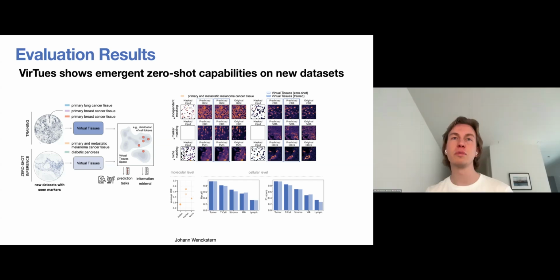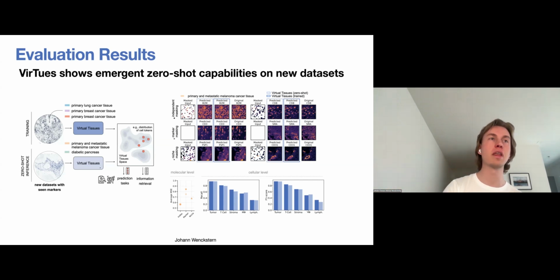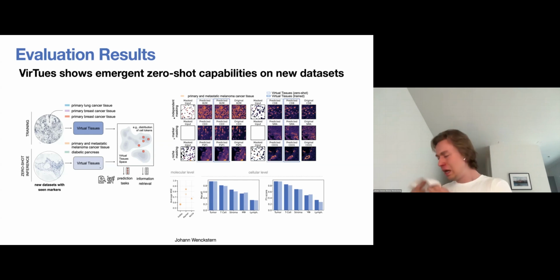Which I think is important to keep in mind, and will be good to memorize for the next experiment. So to recall, here we are working on a new dataset with seen markers. We finally also evaluated on cell level predictions and saw that the performance was quite similar between zero-shot and trained model.